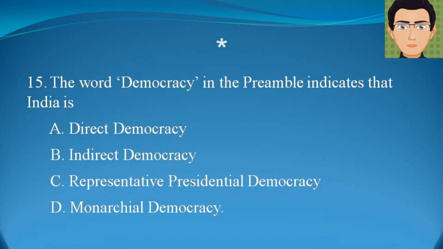Question number 15. The word democracy in the preamble indicates that India is A. Direct democracy, B. Indirect democracy, C. Representative presidential democracy, D. Monarchical democracy. Answer is B. Indirect democracy. What is indirect democracy? An indirect democracy is a type of democratic government in which voters choose delegates to create the laws of government on their behalf. It is also called representative democracy.